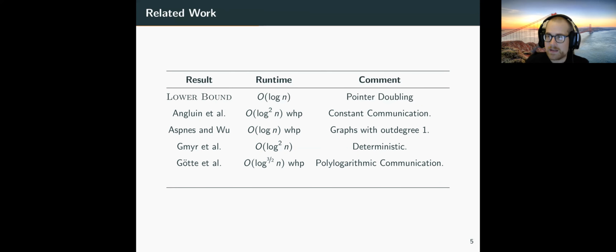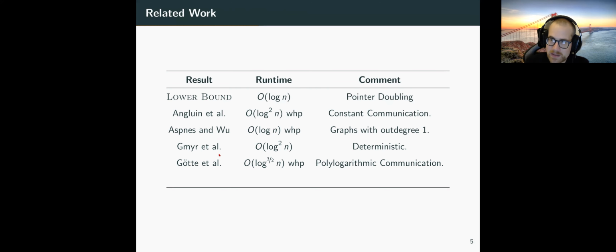But still, O of log n is a lower bound also for these graphs, because, for example, the line graph would still be a graph without degree 1. But still, this cannot easily be extended. So then there was a 10-year gap, and then Gmyr et al. presented an O of log n squared algorithm, which was deterministic.